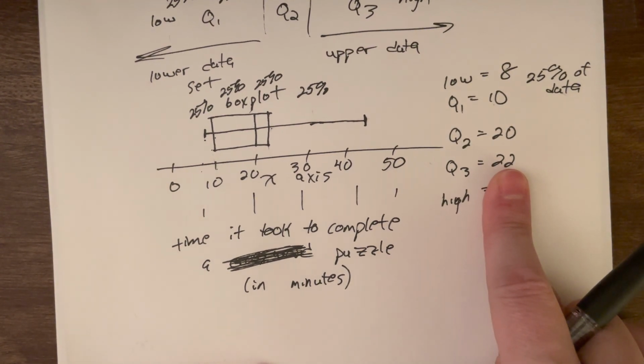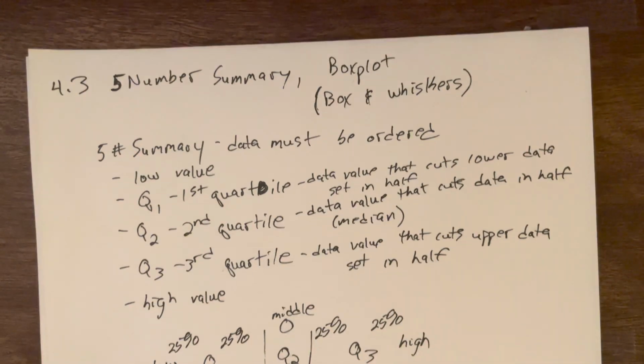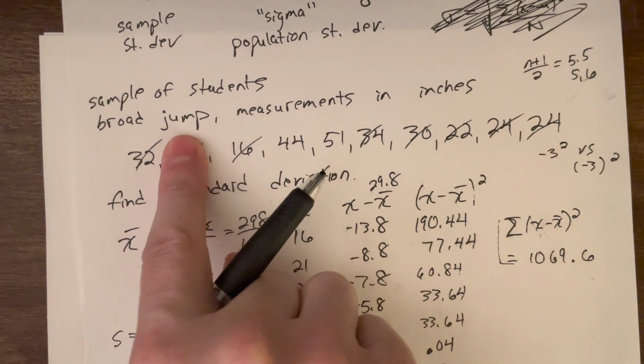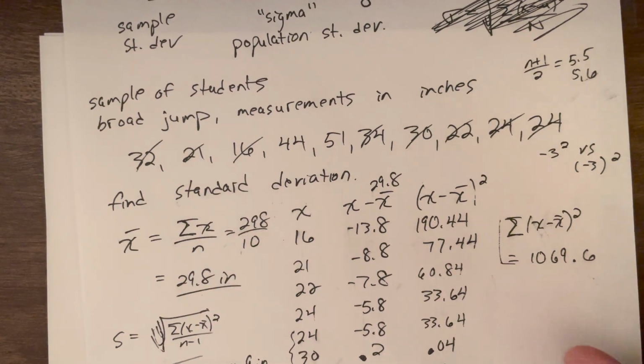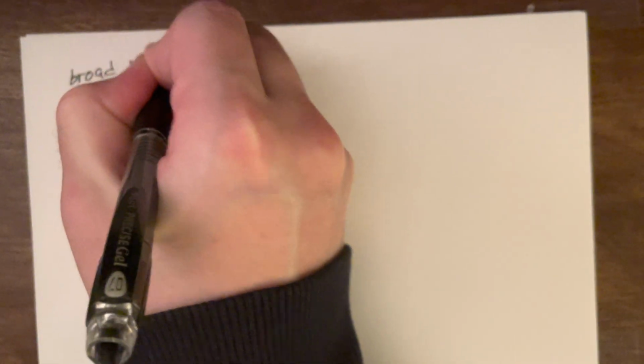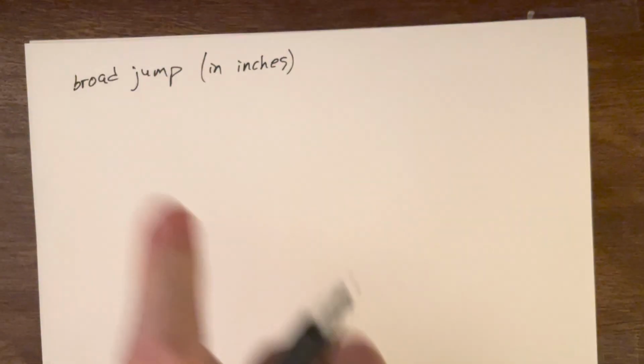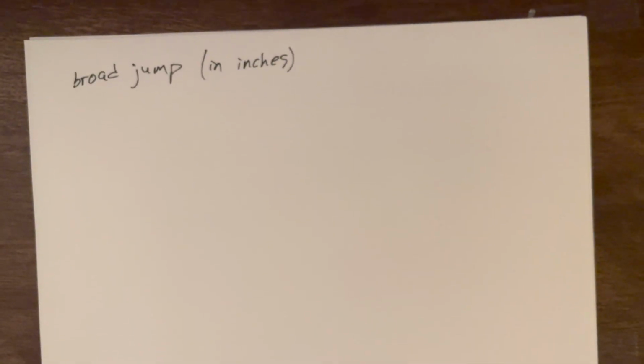So what I'm going to do, we're going to want to see plenty of good examples. So what I want to start with, let's go back to this example we had in 4.2. We were looking at students competing in their broad jump, and we had 10 students. So let's just get that data value. Broad jump in inches. I'm already going to put the data in order.